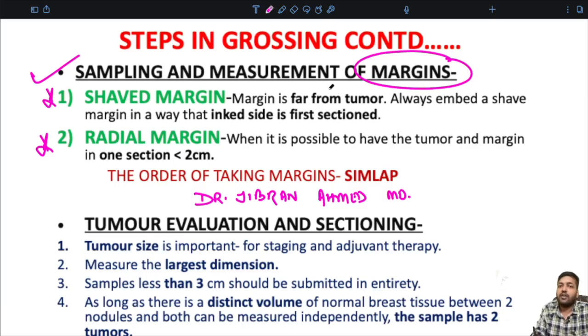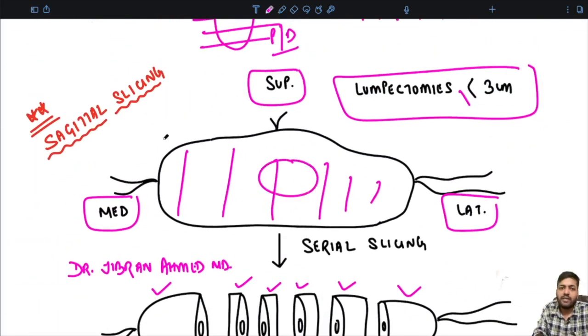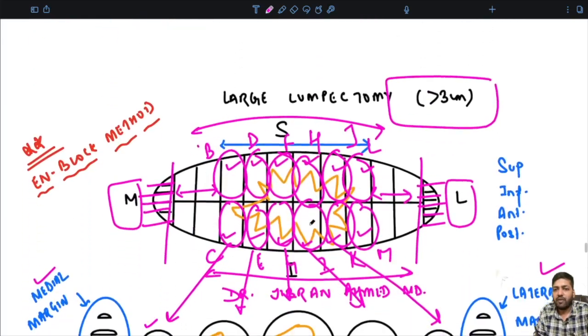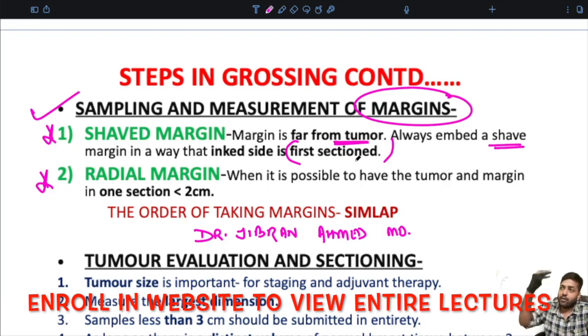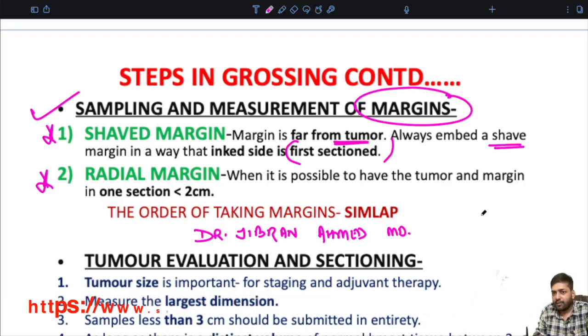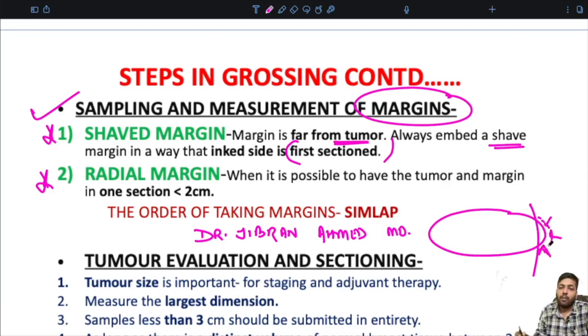So basically the shave margin is taken when the margin is very far from the tumor. For example, if the margin is over here and this is the tumor, we will just take a shave from here because it is very far. You should always embed the shave margin in a way that the ink side is sectioned first. The ink side should face the microtome first. For example, if this is the tumor and you have taken the margin like that and inked this portion, this portion should come under the microtome first.